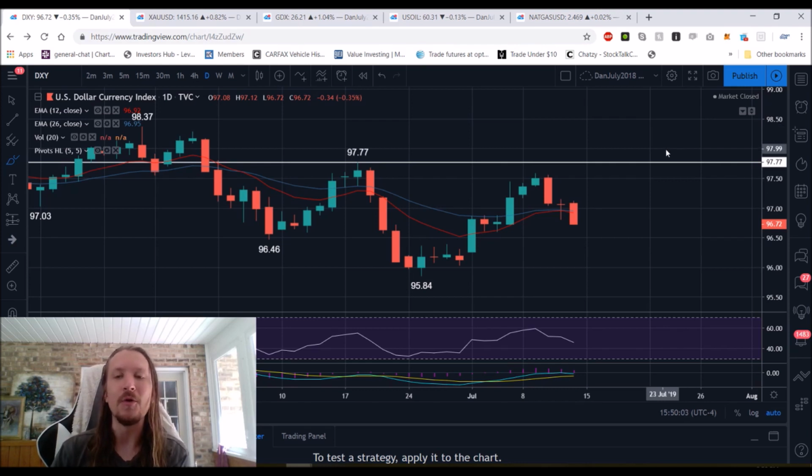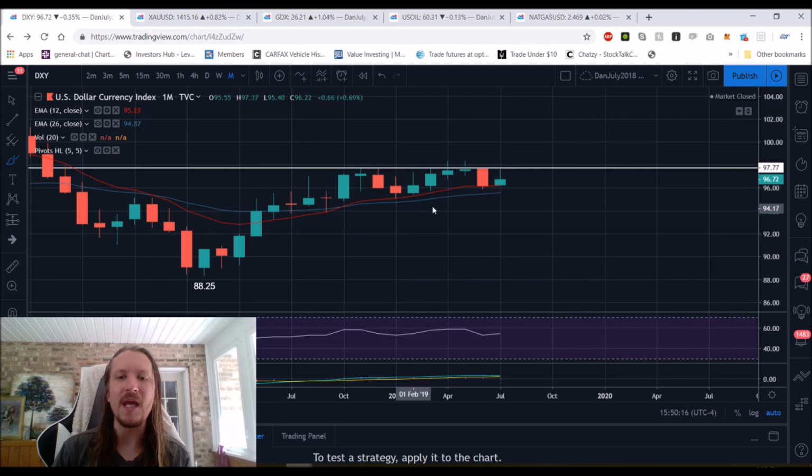multiple scenarios. So for this pattern, we want to see a bear break if you are bullish gold or miners, because the dollar going down is good for gold. So you want to see a lower high and lower low back to test 95.84, which would put the monthly uptrend still in jeopardy if that were to happen.